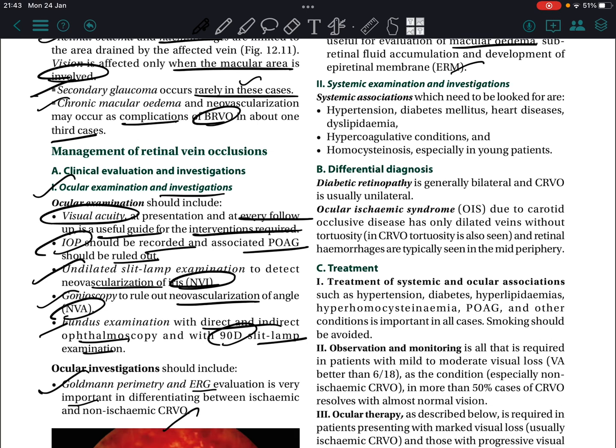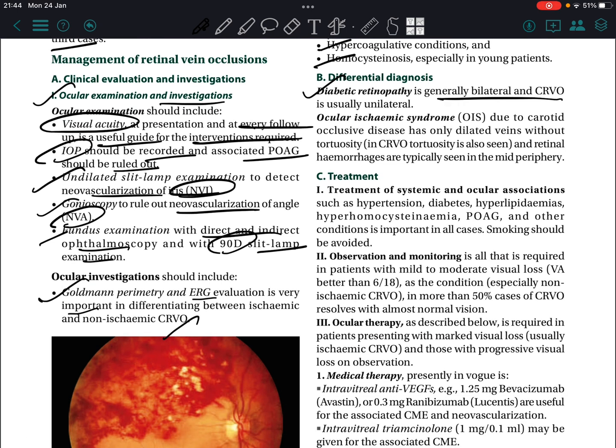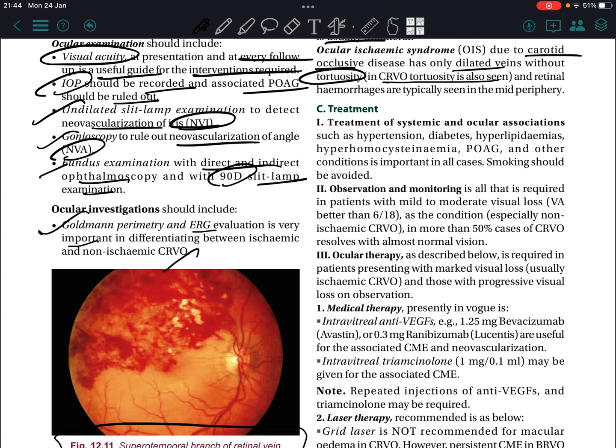Systemic examination with investigation. Systemic conditions which need to be looked for are hypertension, diabetes mellitus, heart disease, dyslipidemia, hypercoagulability conditions, homocystinuria, etc. Differential diagnosis: diabetic retinopathy is generally bilateral, while CRVO is usually unilateral. Ocular ischemic syndrome is due to carotid occlusive disease and has only dilated veins without tortuosity. In CRVO, tortuosity is also seen. Retinal hemorrhages are typically seen in the mid periphery.